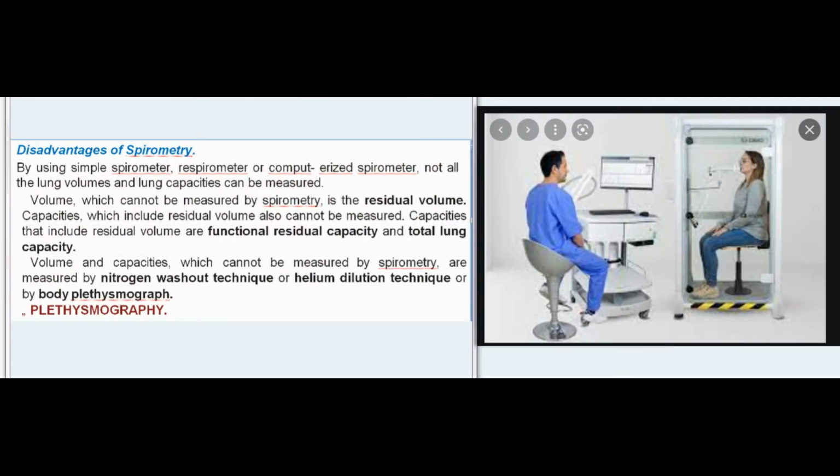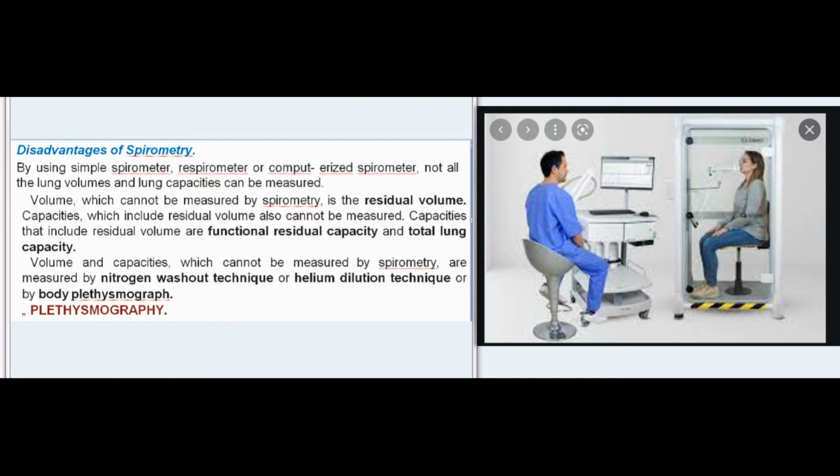Disadvantages of spirometry. By using simple spirometer, respirometer or computerized spirometer, not all the lung volumes and lung capacities can be measured. Volume, which cannot be measured by spirometry, is the residual volume. Capacities, which include residual volume, also cannot be measured. Capacities that include residual volume are functional residual capacity and total lung capacity. Volume and capacities, which cannot be measured by spirometry, are measured by nitrogen washout technique or helium dilution technique or by body plethysmograph.